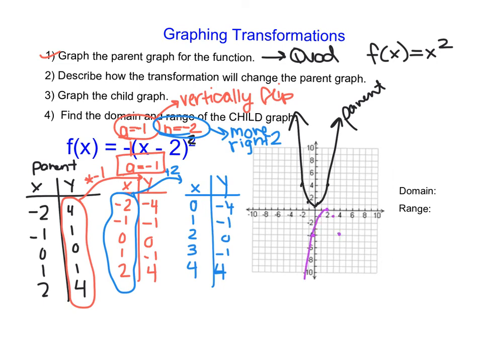So here what I see is this graph in purple is similar to the graph in black. What's happened is the graph in black got flipped over and then bumped 2 to the right.